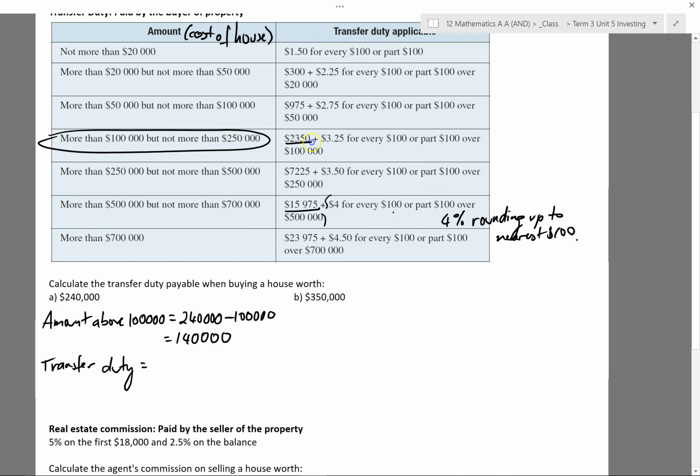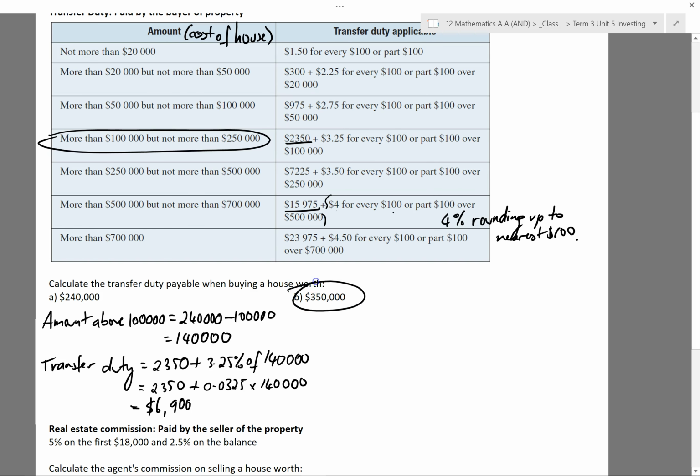So the transfer duty will be 2350 plus 3.25% of 140,000. I change this percentage into a decimal. Of means multiplies, and I can put that in my calculator and get $6,900. So that's a fair amount to have to pay for just buying a house.